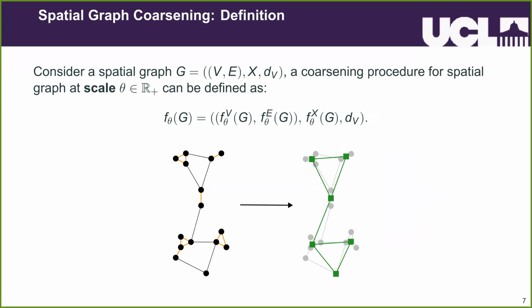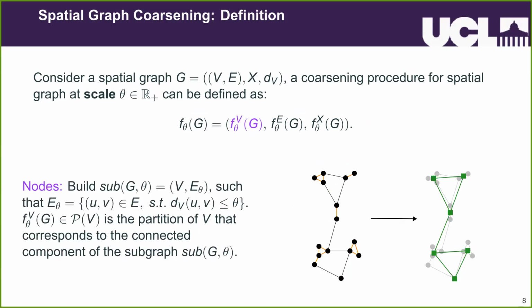First, this coarsening procedure is defined at the given scale theta, and this is going to be an important parameter. Once I have this parameter theta, this function f of theta is going to be applied to the vertices, the edges, the coordinates, and we leave the dv function unchanged. So we're going to just drop the distance function.